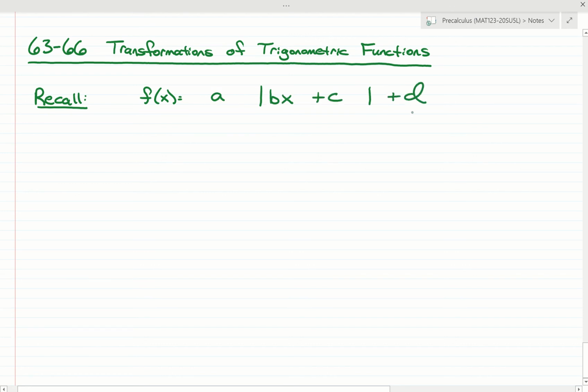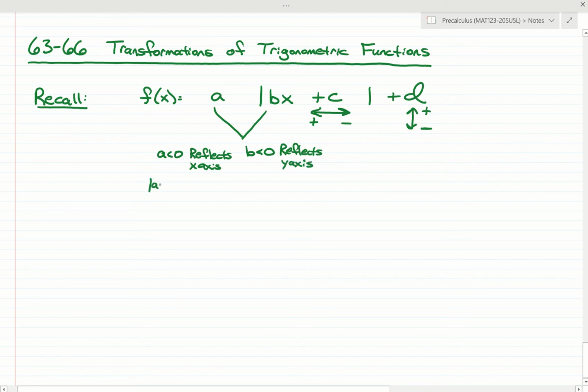Now c and d move the graph. They translate the graph. So if d is positive, we're going up, negative goes down. C, we go left and right, depending on if it's positive or negative. And A and B are going to stretch and shrink the graph. If A is less than 0, it reflects over the x-axis. And if B is less than 0, it reflects over the y-axis.